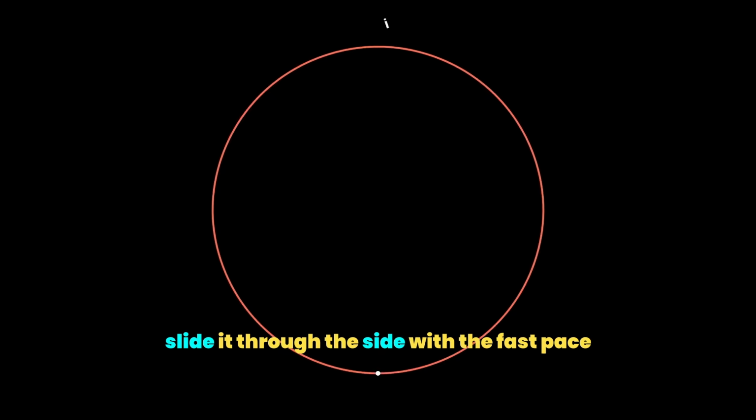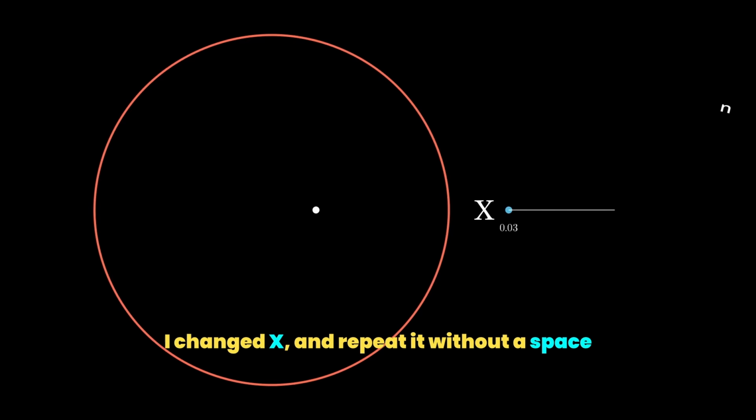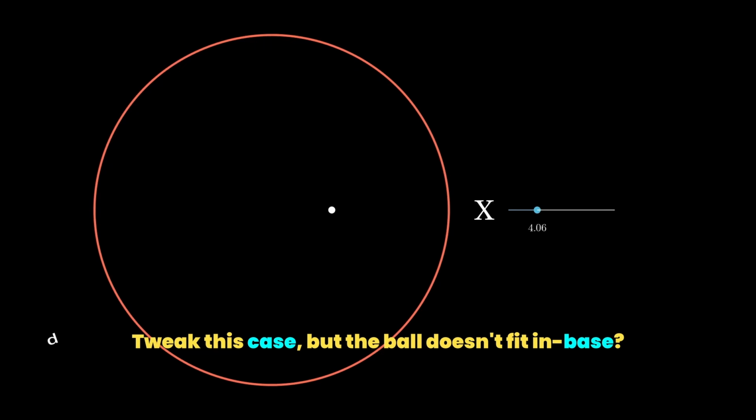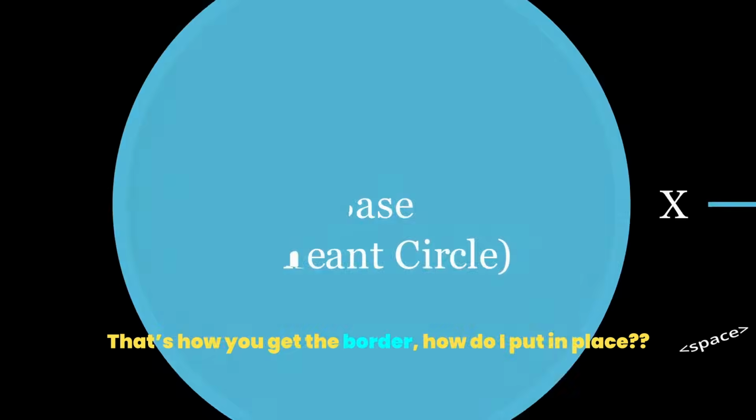Manim, that's a shooter, yeah. Slide it to the side at a fast pace. Change the X and repeat it without a space. Tweak this case, but the ball doesn't fit in the case. That's how you get the border.